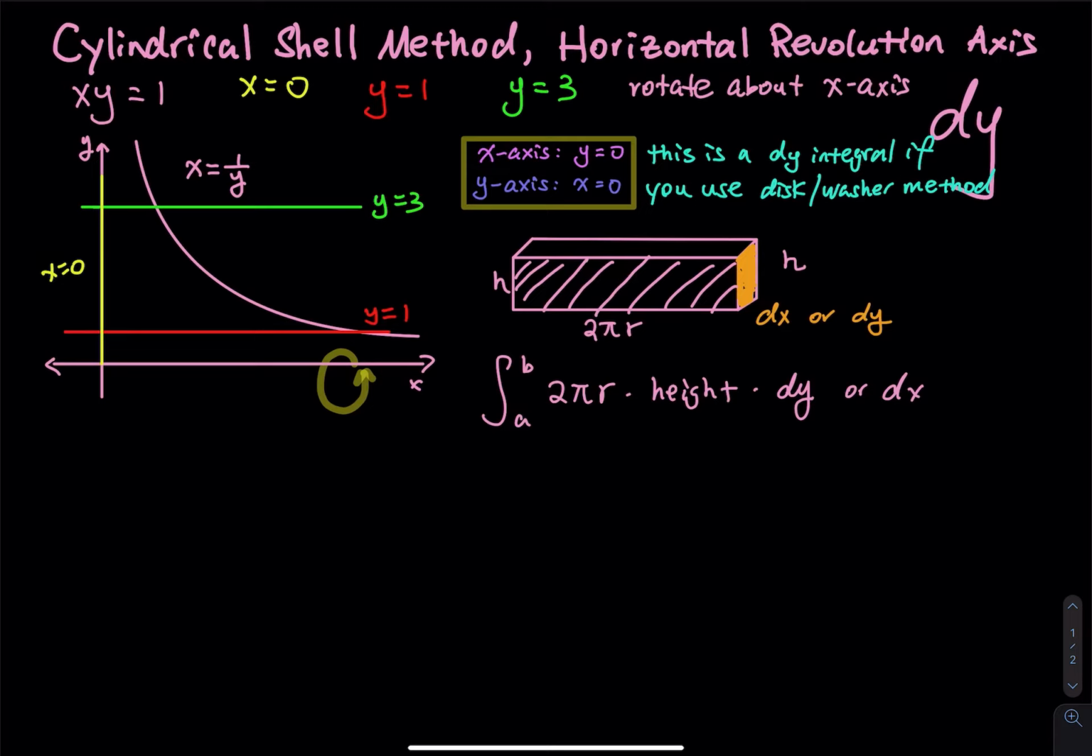We have xy equals 1, x equals 0, y equals 1, and y equals 3. So since we will be using a dy integral, then we have to put xy equals 1 as x equals 1 divided by y, and the graph is over there.